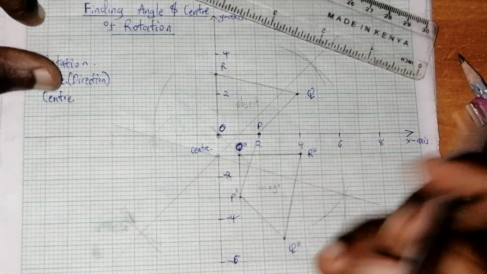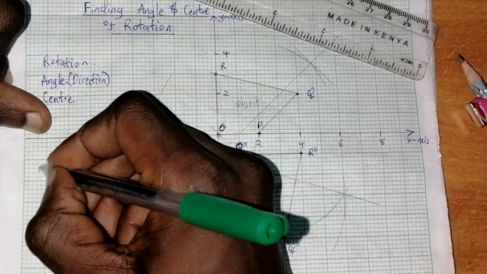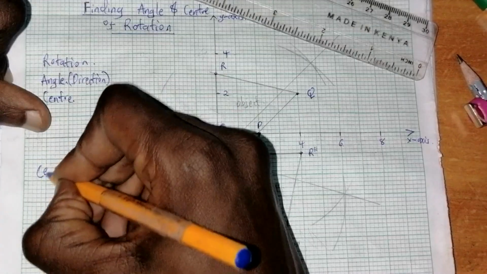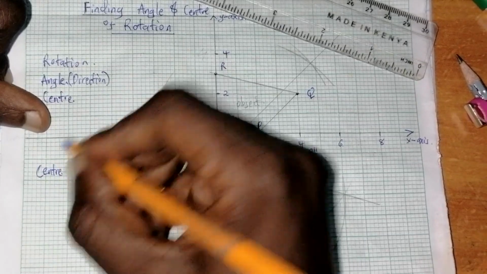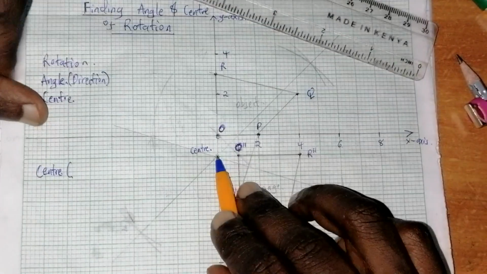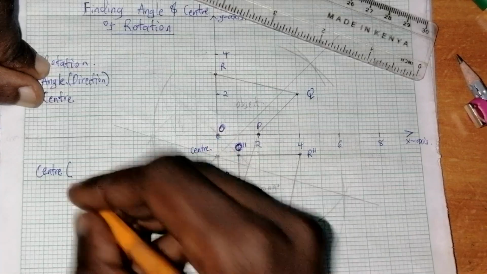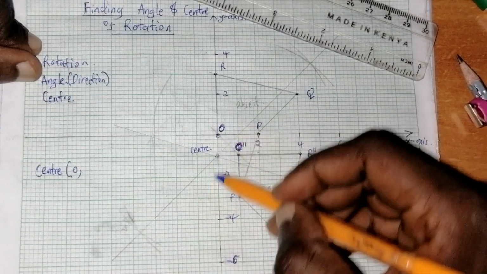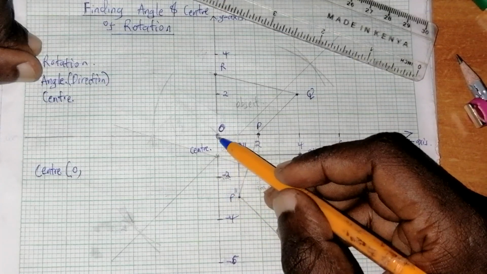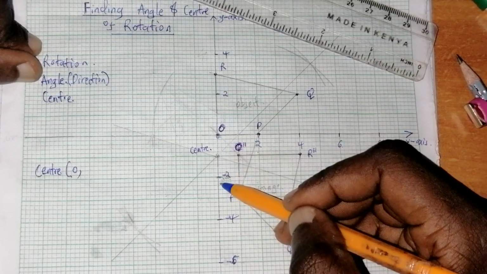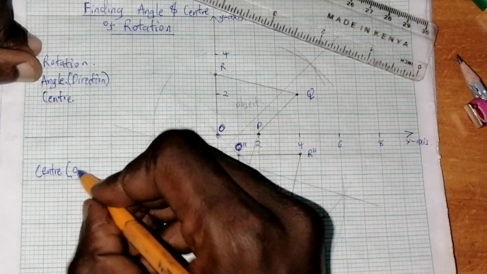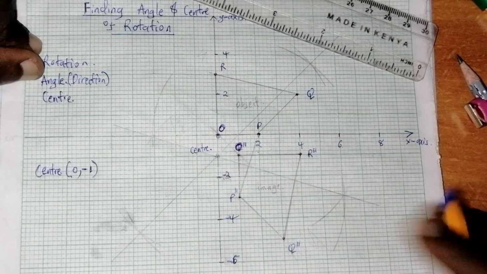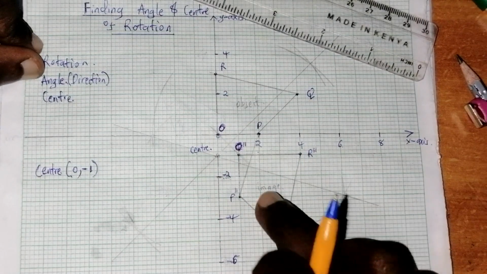So we have noticed that the center of rotation is x is 0 and y is -1, because this is -2 and this is just -2, the whole of it, but half of it is -1. So this is therefore the center of rotation. Now I need the angle of rotation.